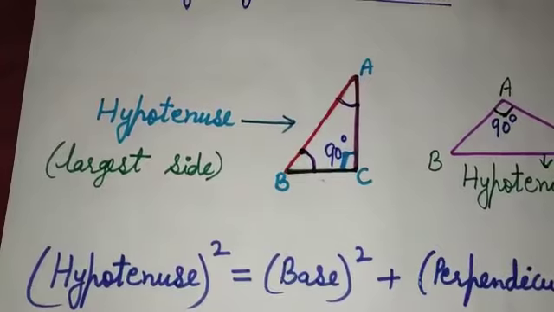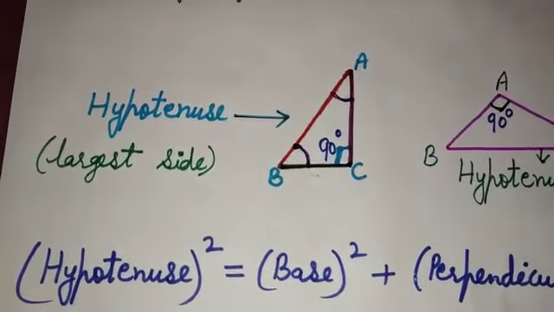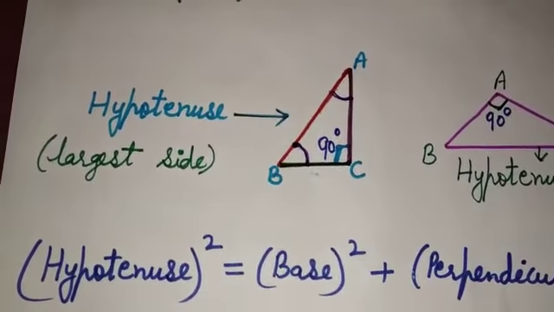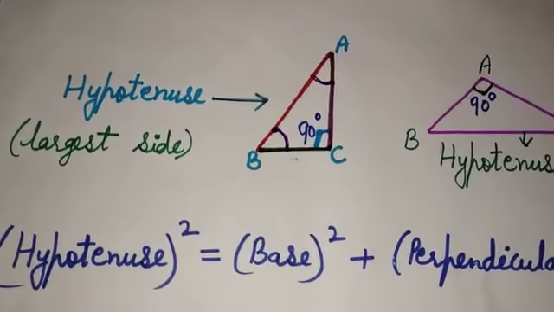Pythagoras theorem is: the square of the largest side is equal to the sum of squares of the remaining two sides. So this is all about Pythagoras theorem.